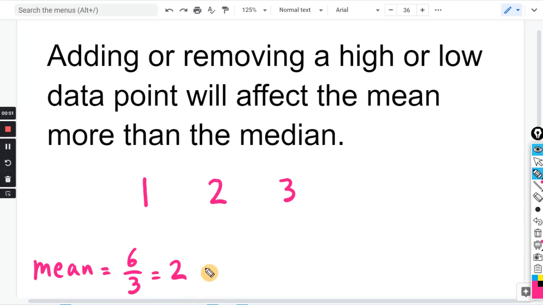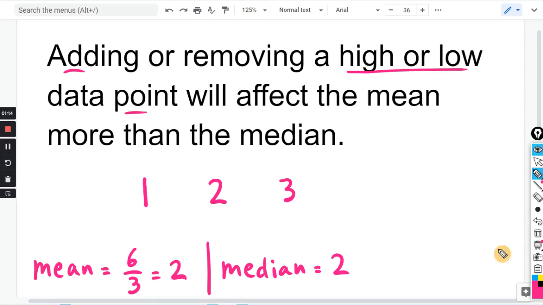And we also know that the median is the number that is in the middle once you put the numbers in order. So the median is also going to be 2. Now, let's see what happens when we add a high or low point. I'm going to take this data set, 1, 2, and 3, and add an excessively high number. Let's say I add 94.